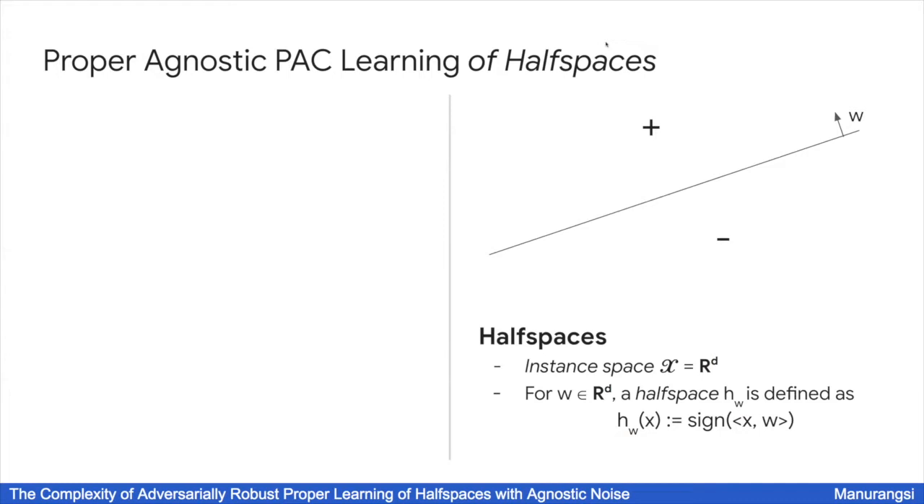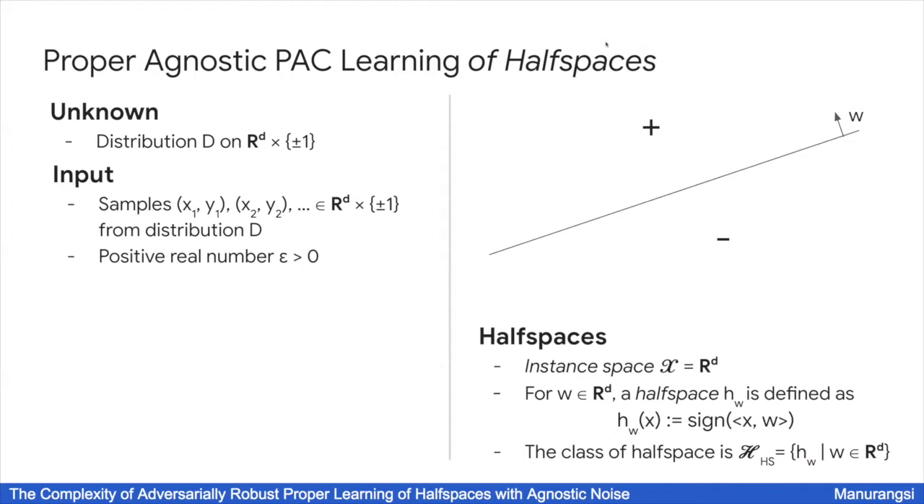For example, if this is the w, the hypothesis would look like this. So it will classify one side to be plus and the other side to be minus. And the class of the half space hypotheses is simply the class of all such half spaces for all w in R to the d.